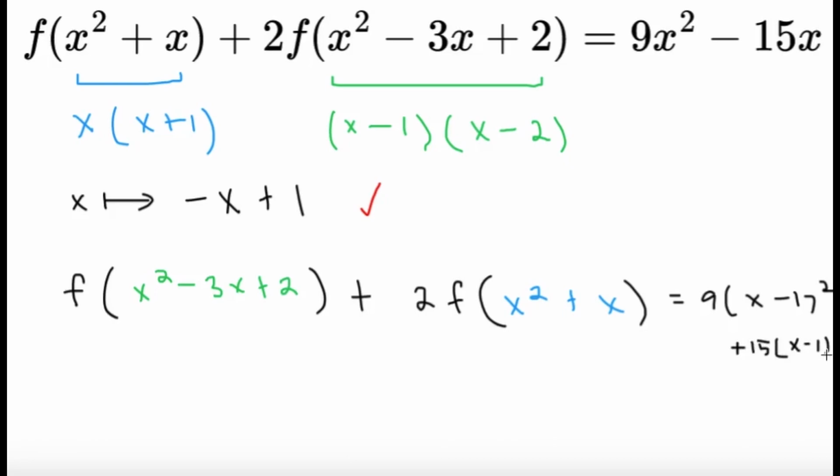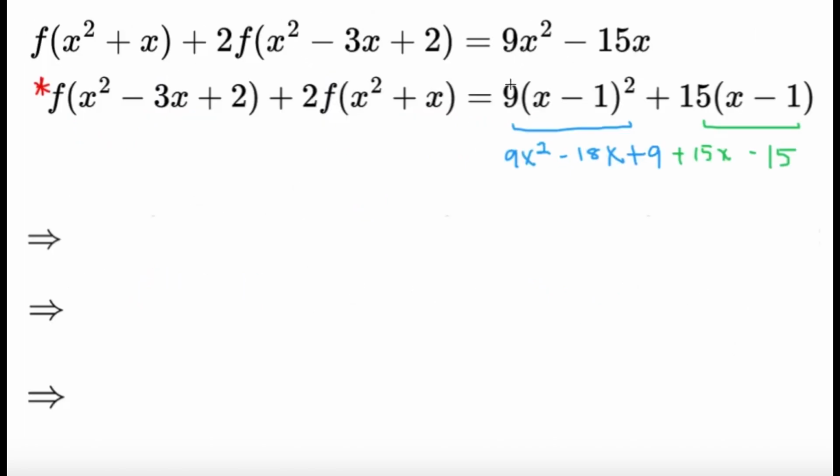Anyways, this is not really the main point. The main point is to see that we've successfully switched the places of x squared plus x and x squared minus 3x plus 2. So we can imagine that this is a system of linear equations. These are the two equations of the system, and we are going to solve for the function. Now we can use the simple elimination technique here.